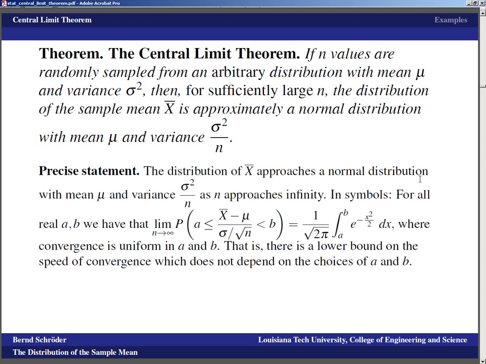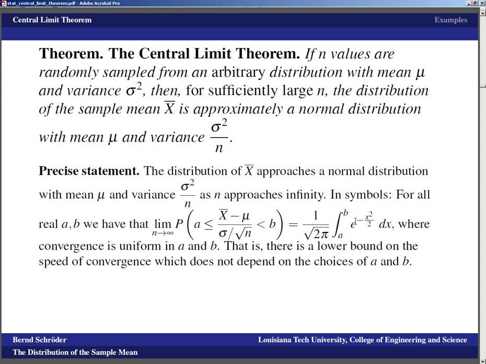We're not going to work through the precise things. Basically what it is, if you take your x bar, you subtract the actual mean, you divide by sigma over root n like we would do with a normal distribution, then the probability that that thing is between a and b, as n goes to infinity, approaches a normal probability, and it approaches that normal probability in such a way that it really doesn't matter what a and b are. The difference between this and the normal probability will go to 0 at a uniform rate.